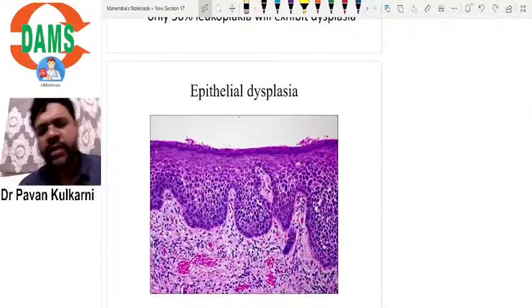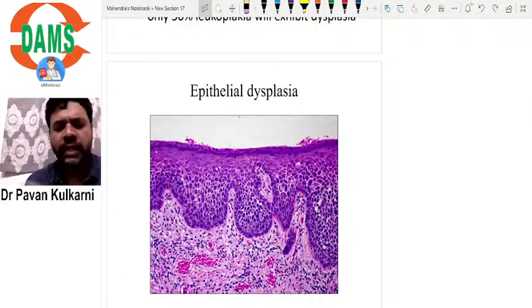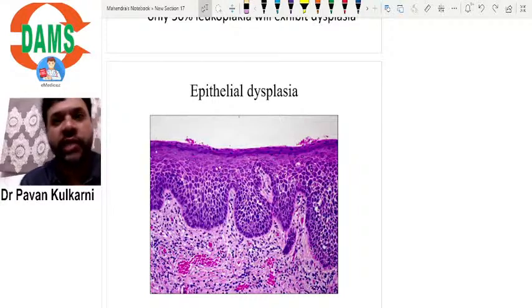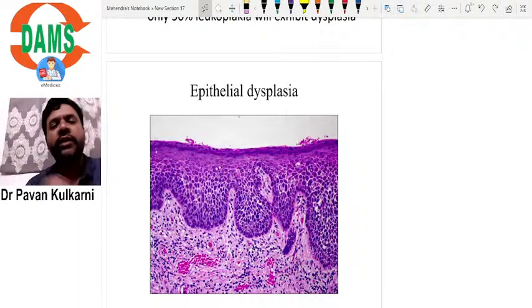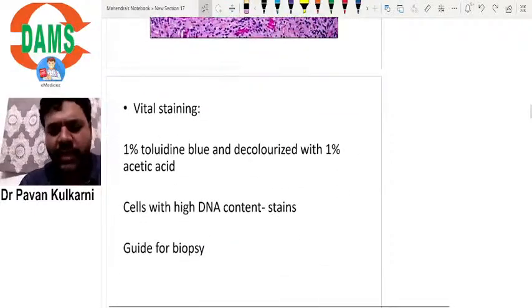Now in this image you can see the dysplastic changes that you can see histologically. You can see all these dark nuclei, that is called hyperchromatism. Variation in the nuclear size, variation in the cellular size. Okay, that is your epithelial dysplasia.